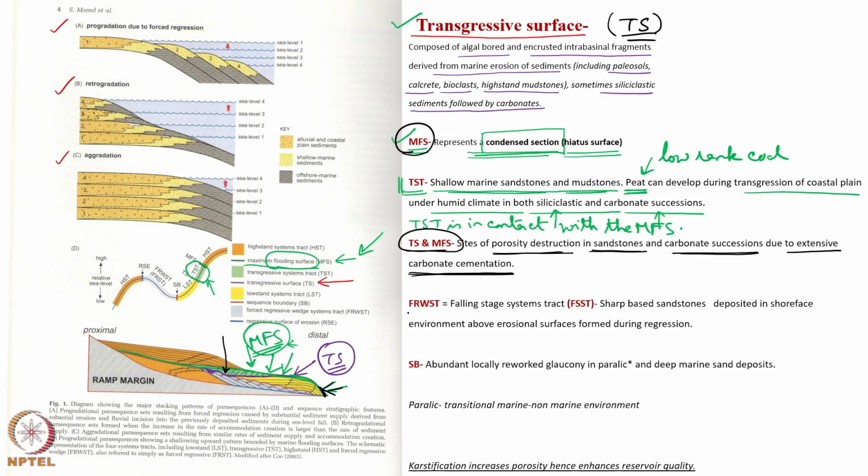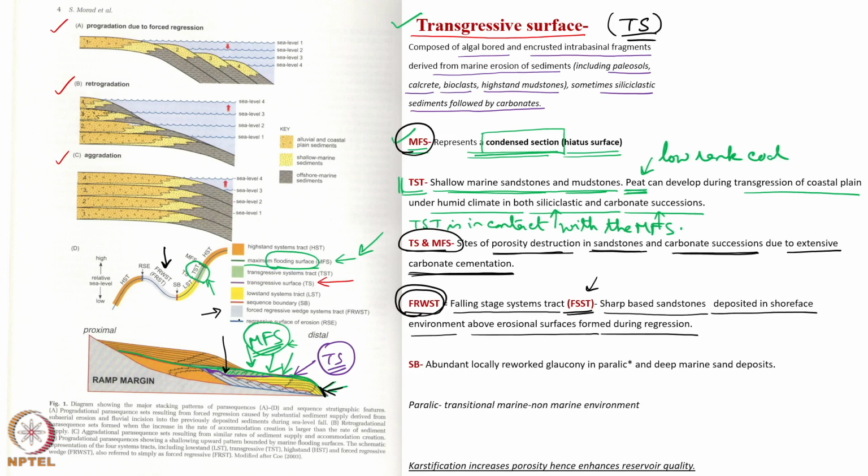Now, let us look at FRWST. This is FRWST, which is the same as FSST. FSST is the falling stage systems tract. What is so typical at FSST is that we have sharp-base sandstones deposited in shoreface environment above an erosional surface formed during regression. Let us look at FRWST within the diagram.